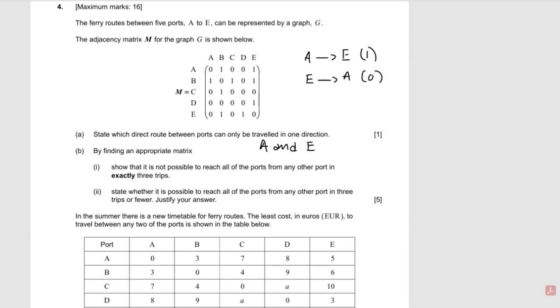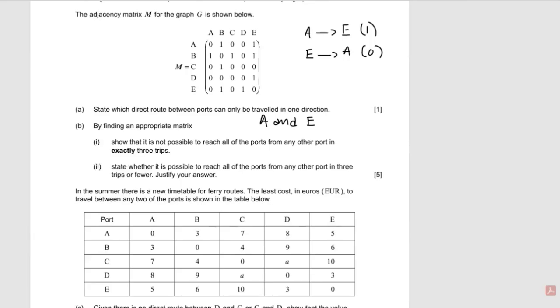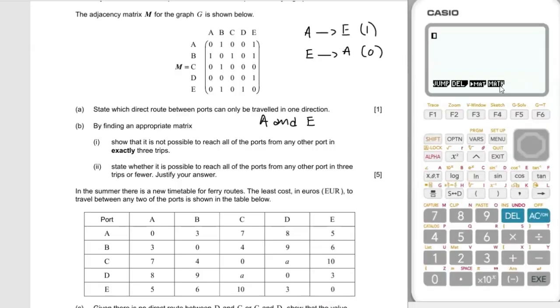Okay, part B. Find an appropriate matrix. By finding an appropriate matrix, part 1, show that it is not possible to reach all of the ports from any other port in exactly 3 trips. Now, this is an easy part, but you'll need to put in a 5 by 5 matrix. It is a bit hectic to do, but we can try. 1, 0, 1, 0, 1.